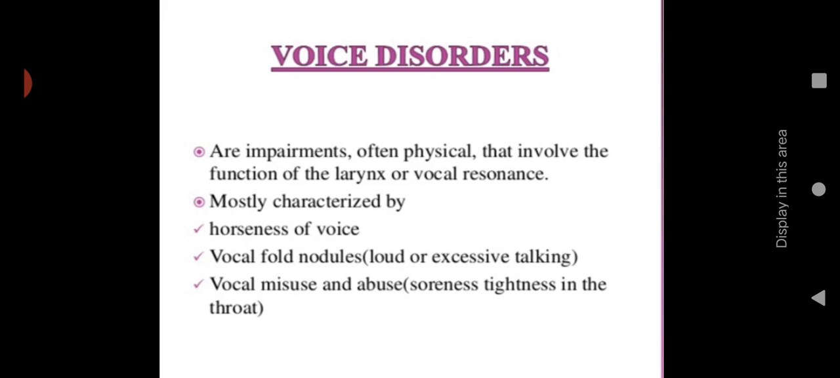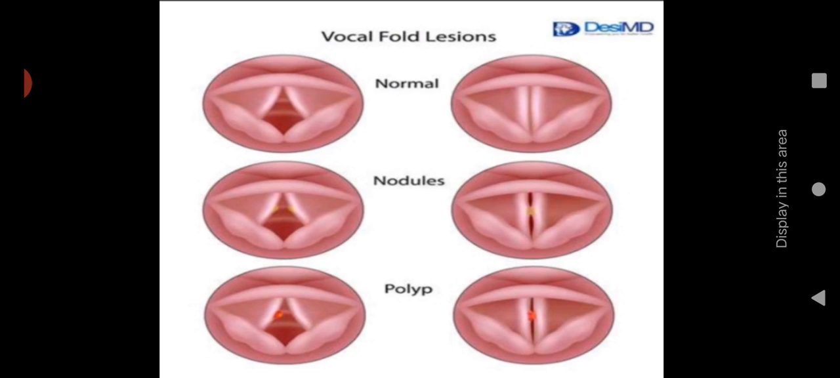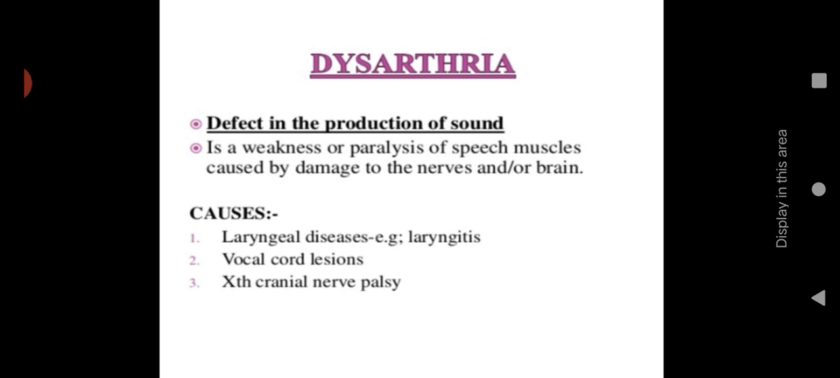Hoarseness is also a voice disorder. Muffling sound is also a voice disorder. Then excessive or loud talking is also a voice disorder. Here you can see the normal vocal cord and the inflamed vocal cord. Due to the inflamed vocal cord, these voice disorders occur. Here you can see vocal cord lesions. Because of this lesion also, voice disorder can occur.